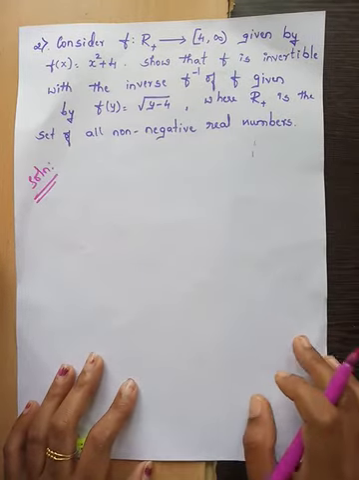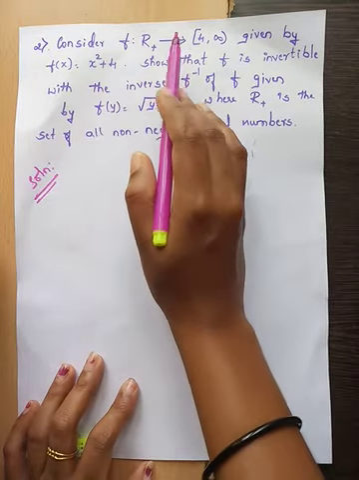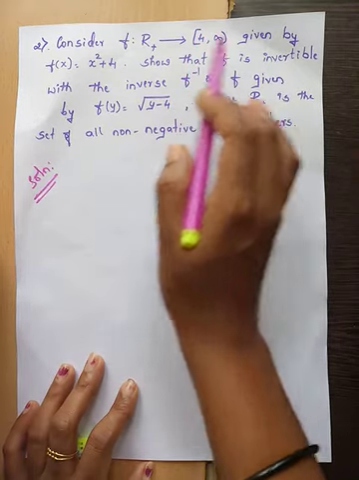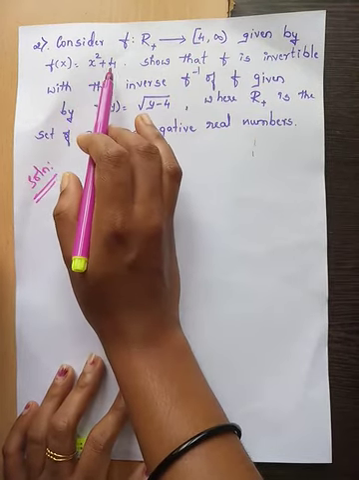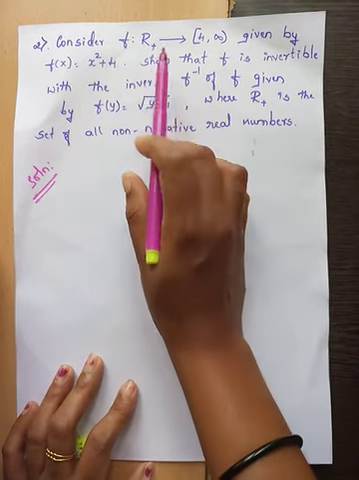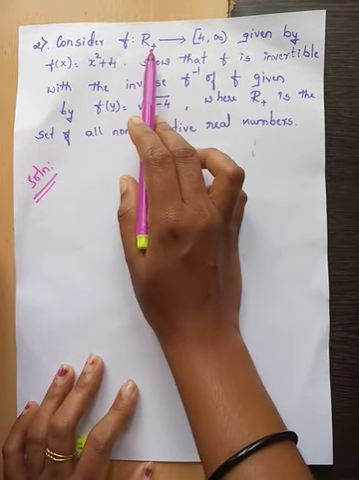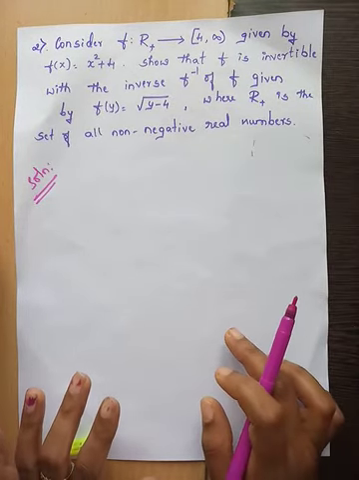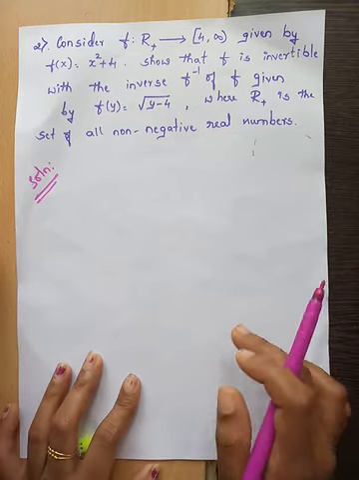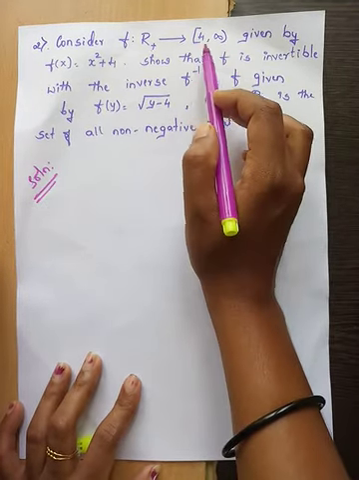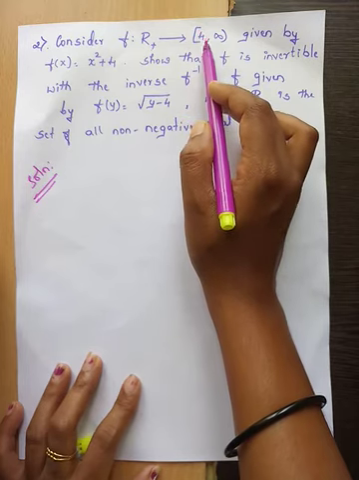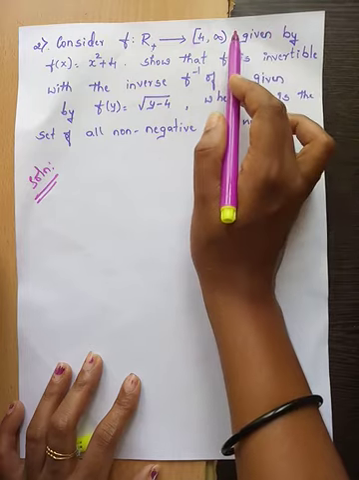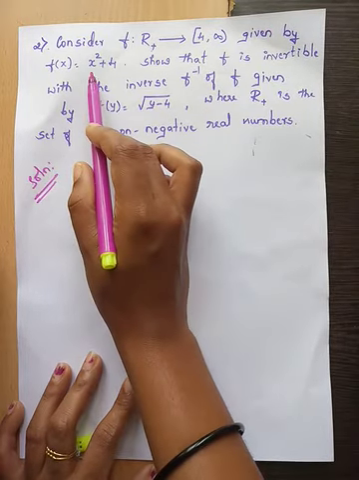First we'll read the problem. Consider f from R plus to the half closed interval [4, infinity), given by f of x equal to x square plus 4. R plus is nothing but the set of all non-negative real numbers. You take only non-negative real numbers, and it should go to the interval containing 4 and all the numbers greater than 4. The function is defined as x square plus 4.